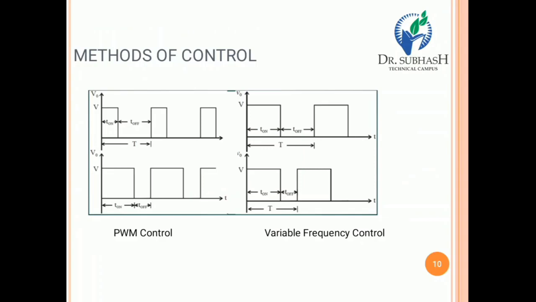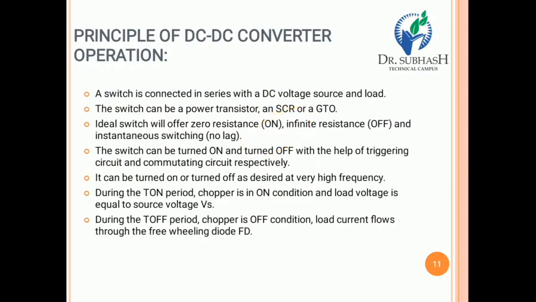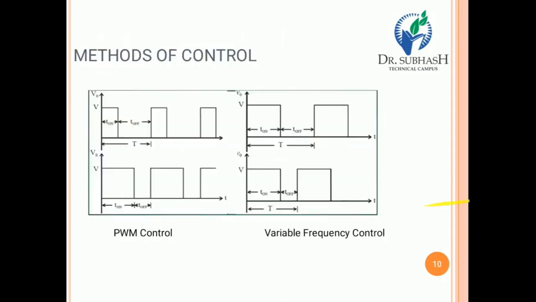So that is the pulse width control. We have to be clear about this waveform. The total time period is constant, so we can increase the T on period. In case of variable frequency control, either we can increase or decrease the T on or T off period. Here we decrease the T off period, and we maintain the constant T on period in both cases.